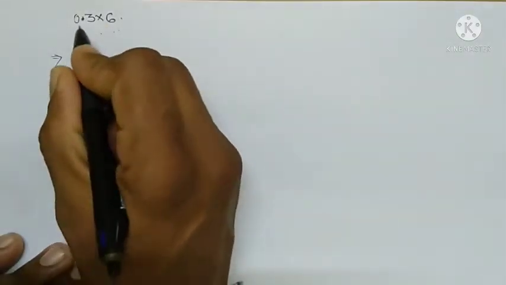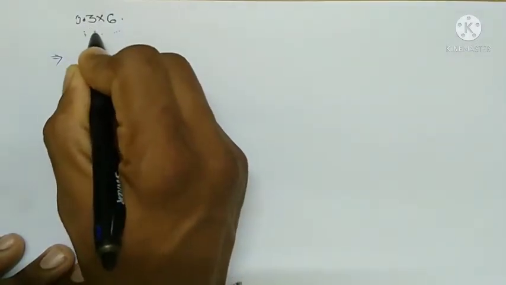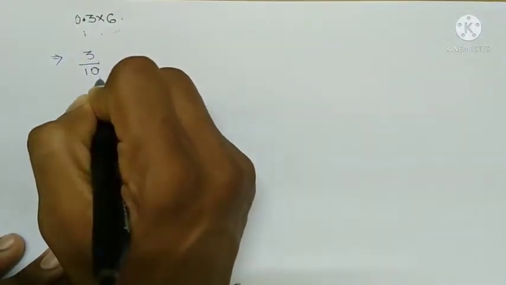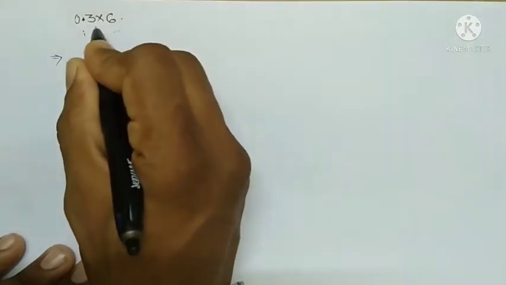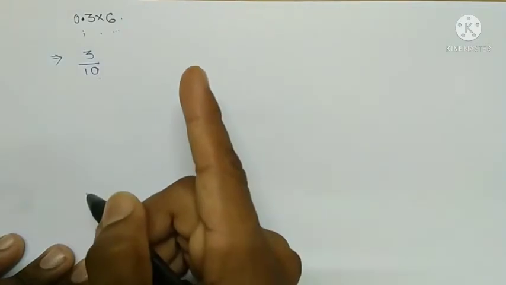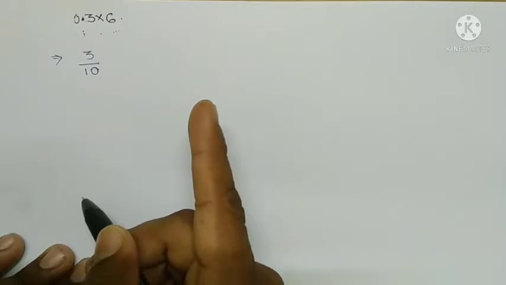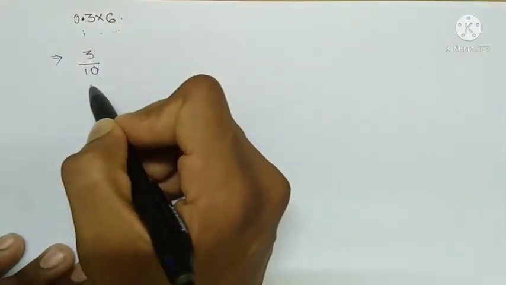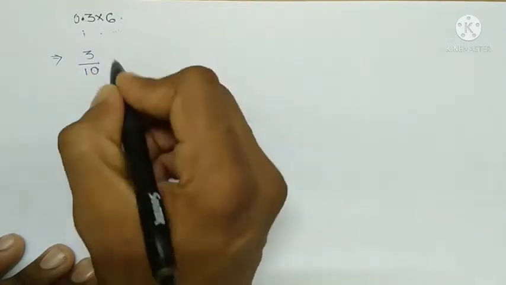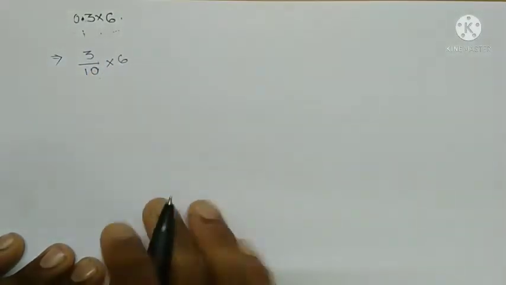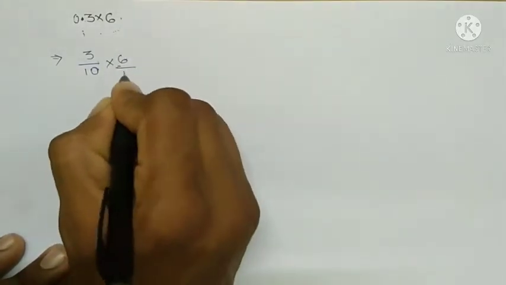here this is a decimal number, this is a whole number, right? So here 0.3 means 3 by 10, right? Multiply numerator and denominator with 10. Here how many decimal points are there? Only one decimal. After the point, how many decimals are there? Only one decimal. Then multiply numerator and denominator with 10. So we can write it as 3 by 10 into 6. Okay, 6 is nothing but 6 by 1.